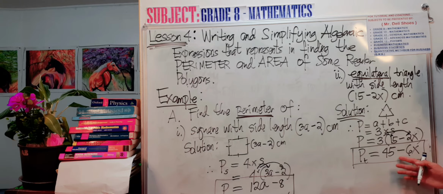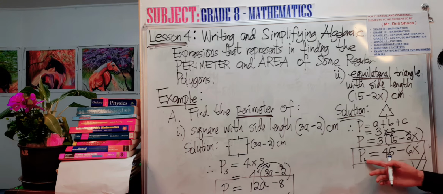If we are going to find the value of the perimeter, then we must have the value of the x. And if the value of x is given, then we can find the value of the perimeter of the triangle.